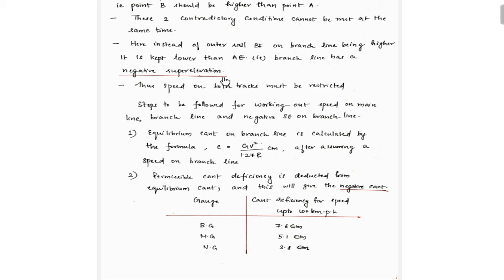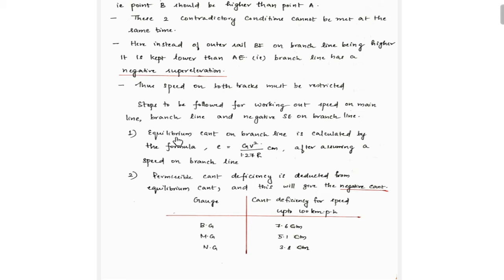Now when we do this, we have to take in mind that the speed on both the tracks, that is both on the main line as well as on the branch line, is to be restricted. So for this, some steps are to be followed. The steps to be followed for working out speed on main line, branch line and super elevation on the branch line, that is negative super elevation on the branch line. So what are the steps to be followed?